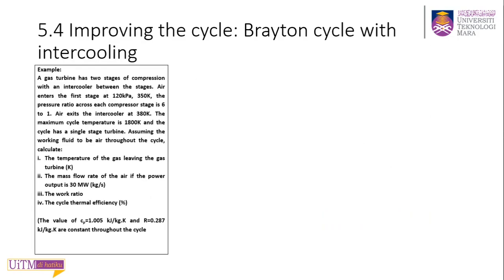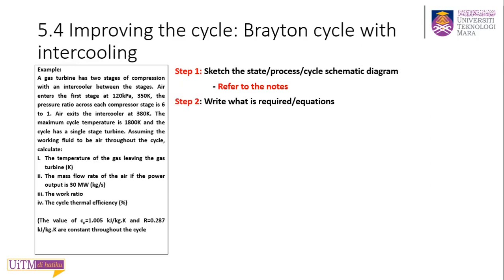Now, let us look at an example for Brayton cycle with intercooling process. You can pause the video to read and understand the question properly. Now, from the question, since there is no mention for isentropic efficiency, the cycle is assumed to be working under ideal conditions. For step 1, please refer to the notes and try to draw and label the required cycle. For step 2, write what is required or equations.